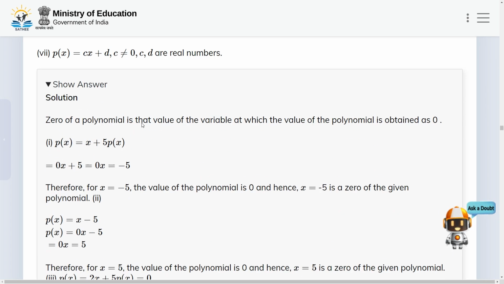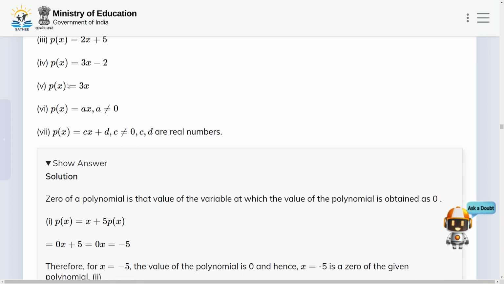So now let us check the sixth one. In the sixth one, we have p of x equal to ax, where a does not equal 0. Okay, so p of x equal to ax is equal to 0. It implies x equal to 0. Why? Because a does not equal 0. So for x equal to 0, the polynomial p of x is 0. Therefore, x equal to 0 is a 0 of p of x equal to ax.